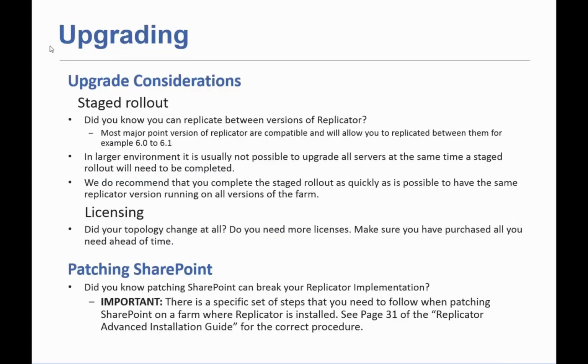And now let's talk a little bit about upgrading. Whenever we're talking about upgrading, there are a couple of other things that you can think about. In large organizations, especially with the Enterprise Edition, which is usually what large organizations buy, you can't always upgrade everything at the same time. So did you know that you can actually replicate between versions of Replicator? Most major point versions of Replicator are compatible with each other, so you don't have to get your entire topology upgraded in one day.